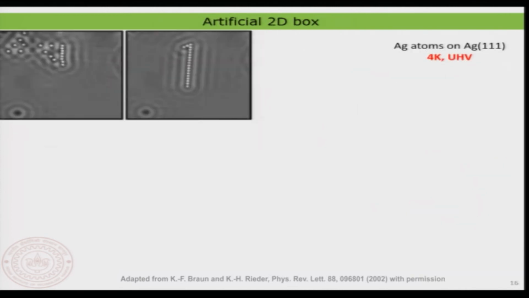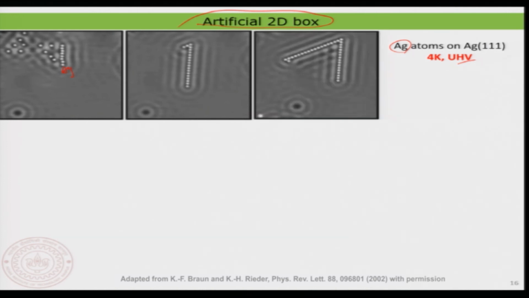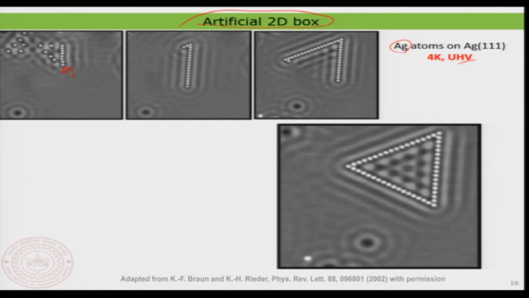Now, I want to show you a few more interesting examples. I want to show you also a kind of artificial 2D box. A 2D box means I am going to make a chain of atoms and form a box. So here what I am doing is again silver atoms on a silver surface. Again, all of this is done at very low temperature, and you can clearly see these are the silver atoms, and I am manipulating atoms nicely and forming a chain. You can make the chain like this, and you can finally make a kind of triangular chain.